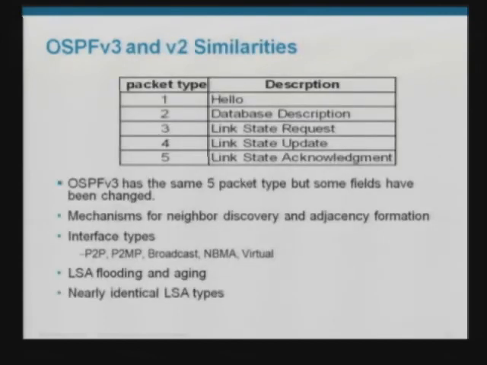Your basic packet types that we saw in OSPF version 2 are all present as is. You have hello, DBD packet, link state request packet, link state update packet, and link state acknowledgement packet. All exist in OSPF v3. Mechanism of neighbor discovery and adjacency formation are still quite similar. Your interface types are still similar. You have point-to-point, point-to-multipoint, broadcast, NBMA, and virtual links.